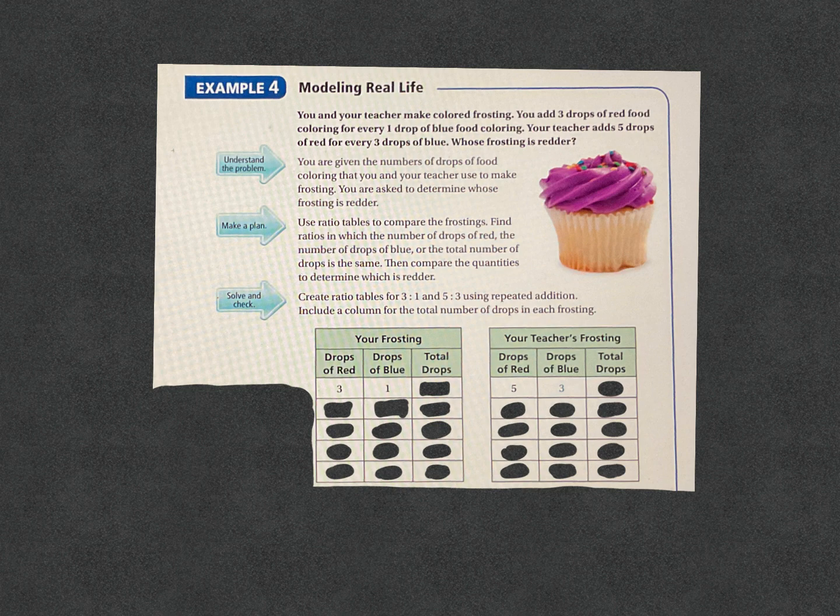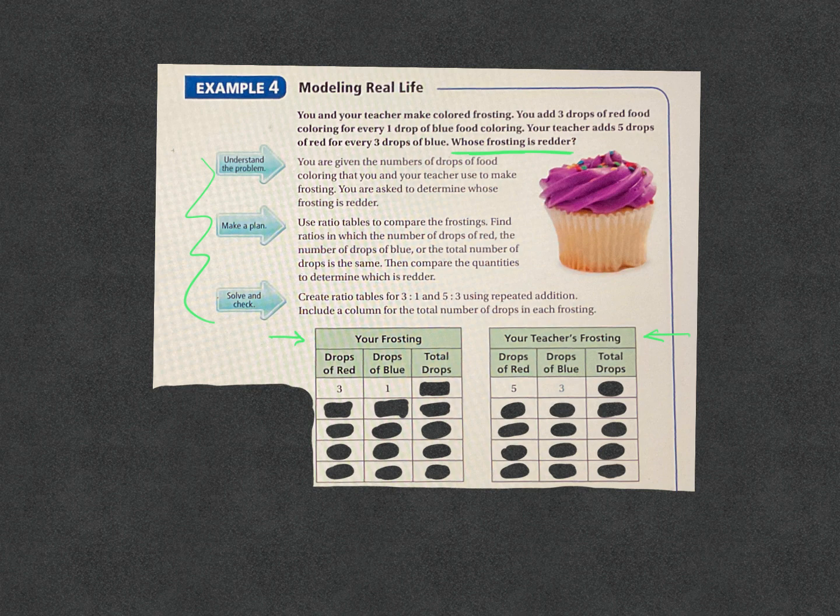Whose frosting is redder? So we have to understand whose frosting is redder. The first thing I want you to do is copy down this ratio table and this ratio table. So copy them down like this on your paper, and then we'll figure it out together. Take a minute to do that by pausing.